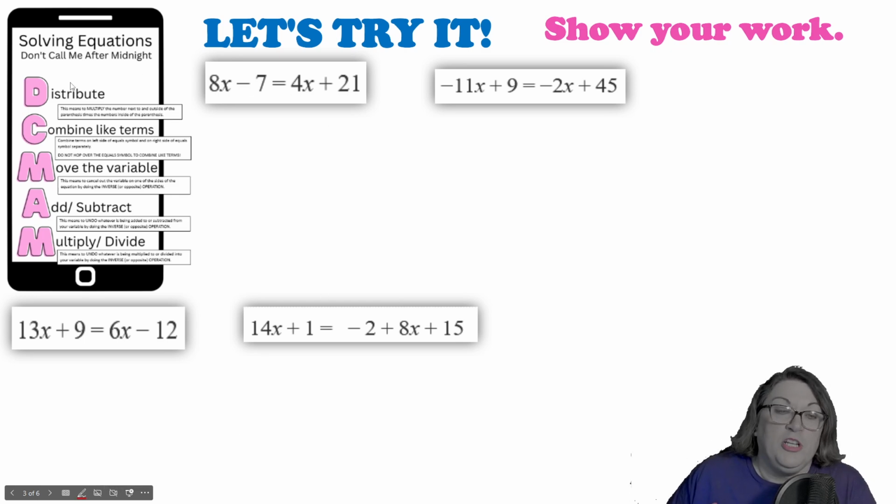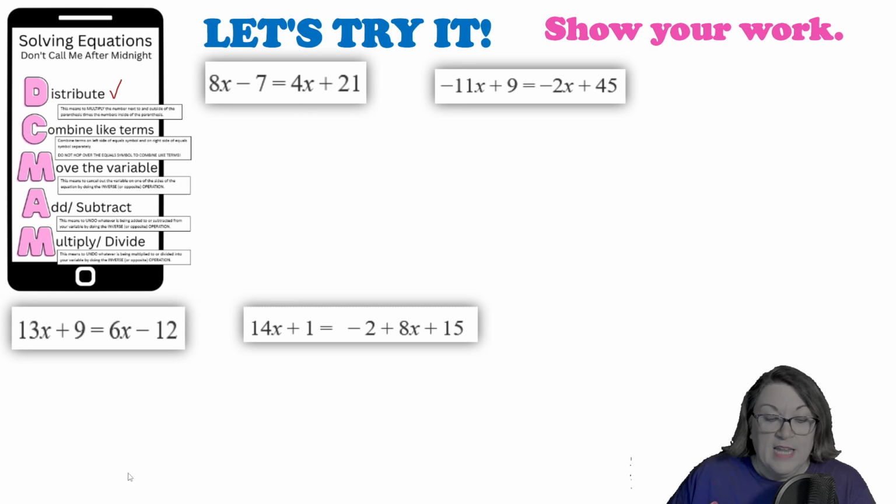The first thing I'm going to check for is distributive property. There are no parentheses in that equation. So since there are no parentheses, I don't have to distribute anything. So check on that one. The next step is combine like terms. Now here's what I tell people to do when you're combining like terms.